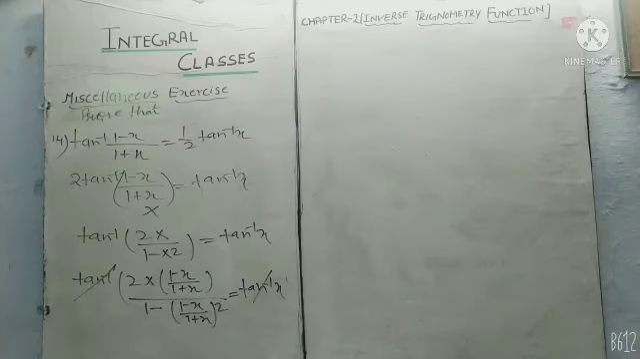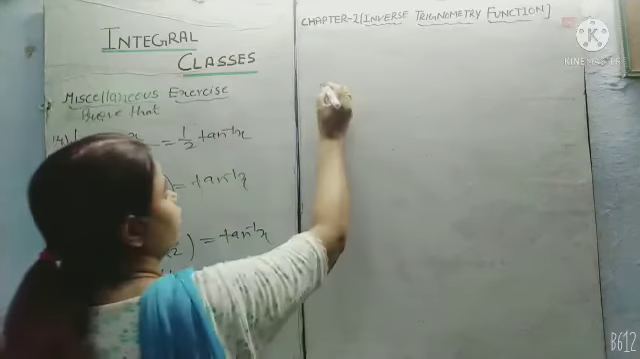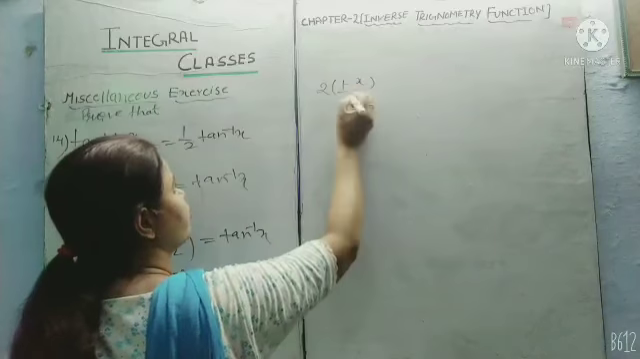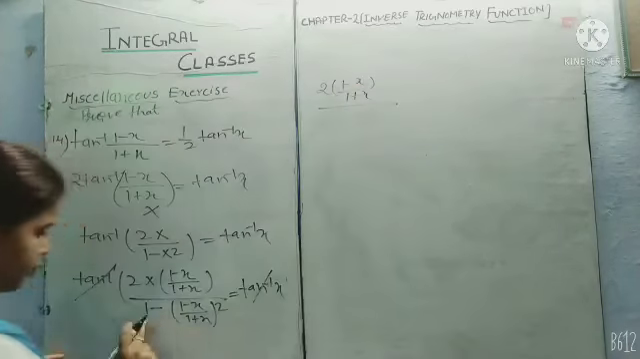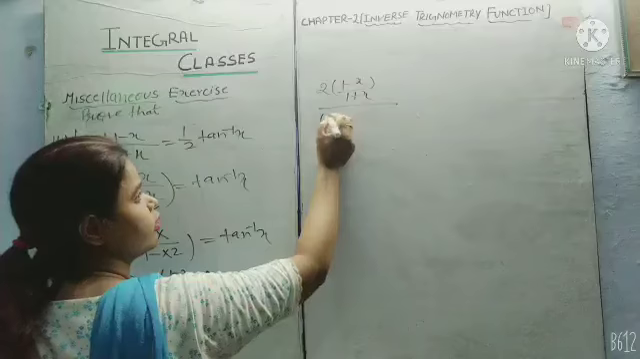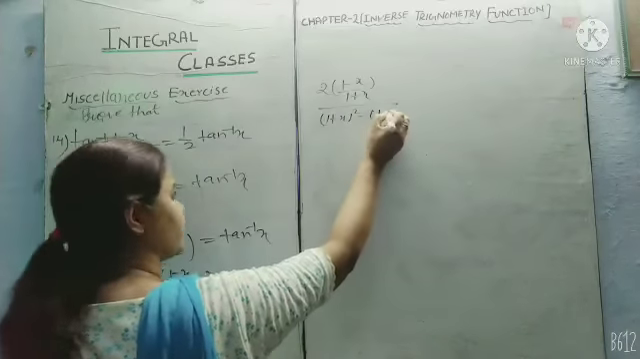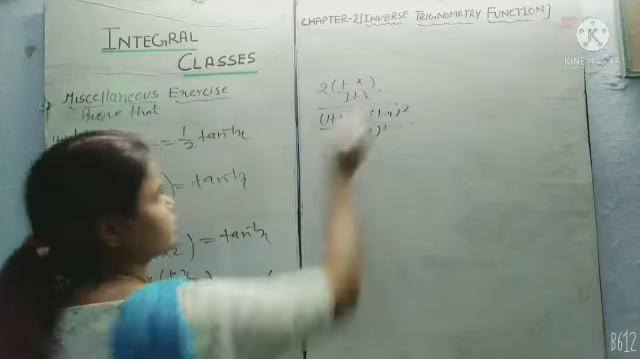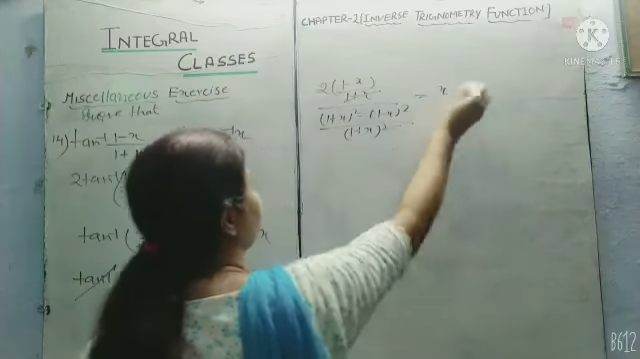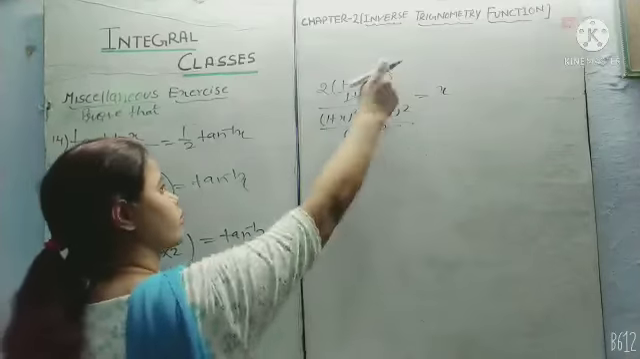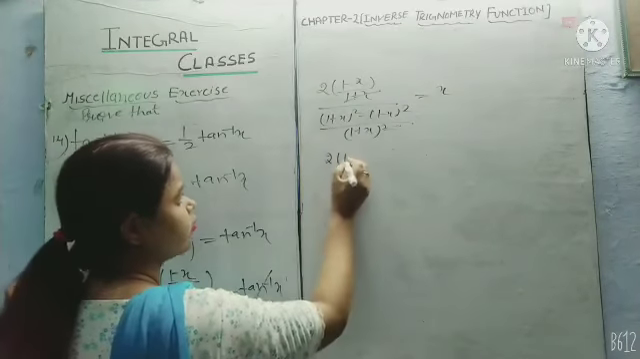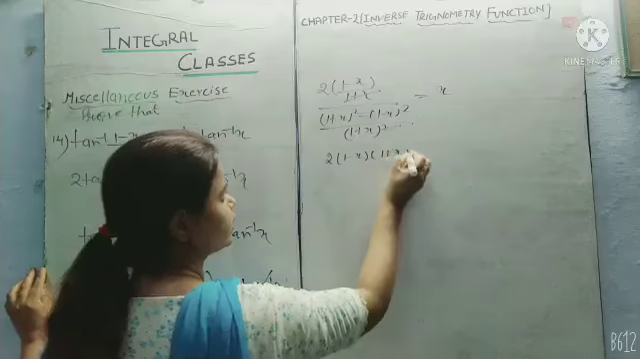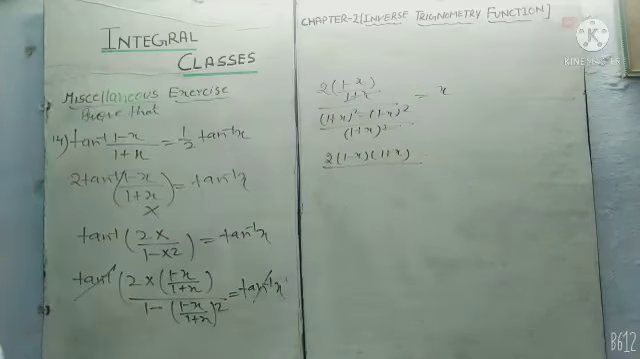Now if we take the LCM of the denominator, then it will become 2 into (1 minus x upon 1 plus x), and the denominator becomes (1 plus x) whole square minus (1 minus x) whole square upon (1 plus x) whole square. These are cancelled one time and here is only x. Now it goes to the numerator and it will become (1 minus x)(1 plus x) upon, we will open these two brackets.